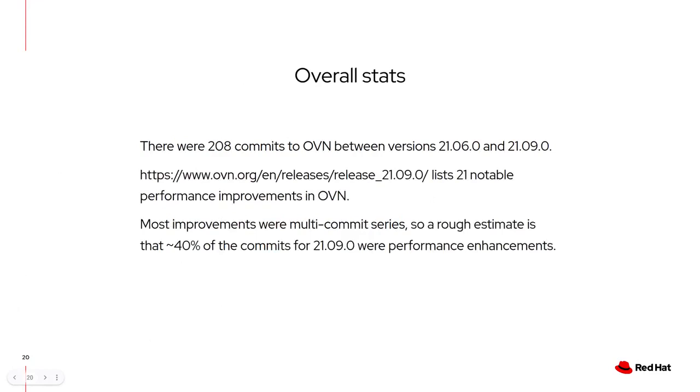To sum up the OVN effort, let's put things in perspective. During the time between versions 21.06.0 and 21.09.0, there were 208 commits made to OVN. Checking the release notes for 21.09.0 on the OVN website, there are 21 notable performance improvements listed in OVN. That doesn't include small tweaks that don't merit a mention on the website. Then if you consider that many of the improvements were multi-commit series, my very rough estimate is that around 40% of the total commits for 21.09.0 were enhancing performance.